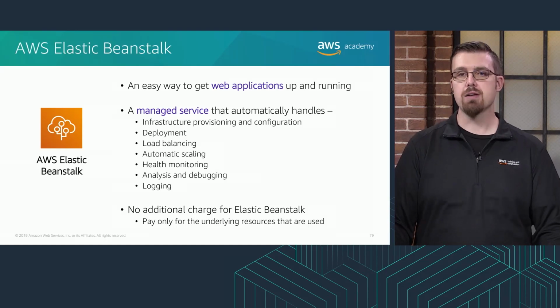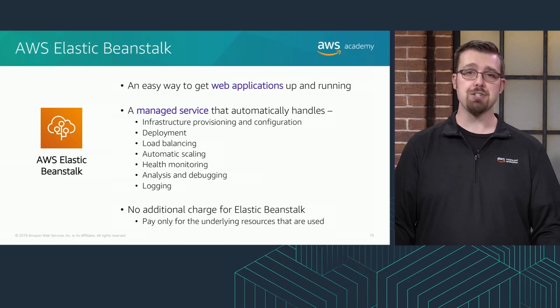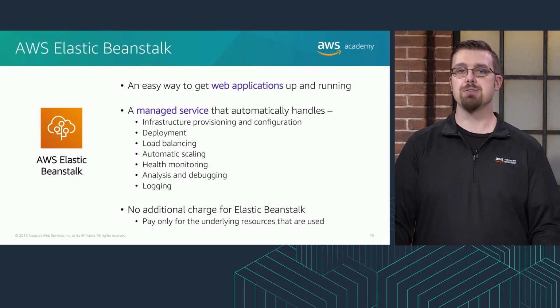AWS Elastic Beanstalk automatically handles infrastructure provisioning and configuration, deployment, load balancing, automatic scaling, health monitoring, analysis and debugging, and logging. You upload your code and Elastic Beanstalk automatically handles the deployment, from capacity provisioning to load balancing to automatic scaling and monitoring and application health.